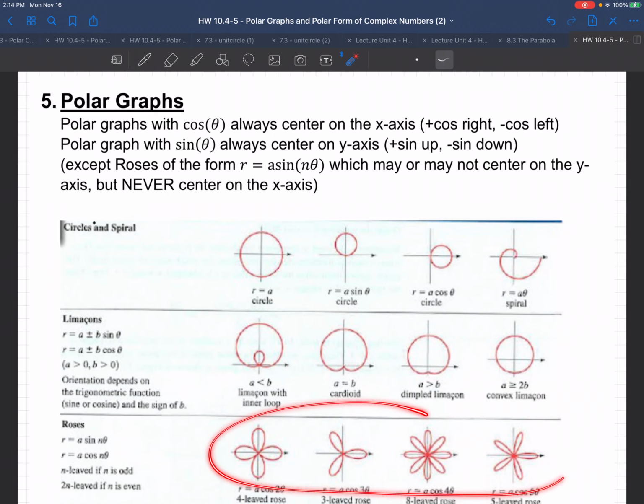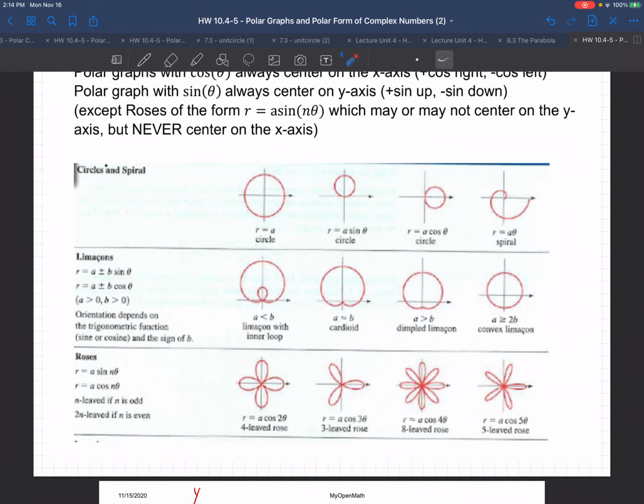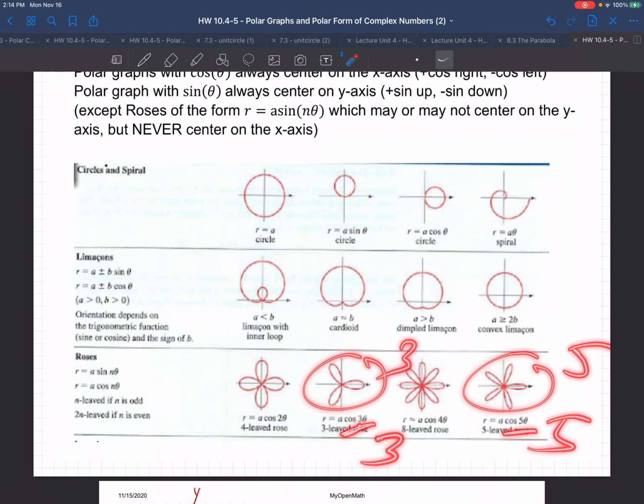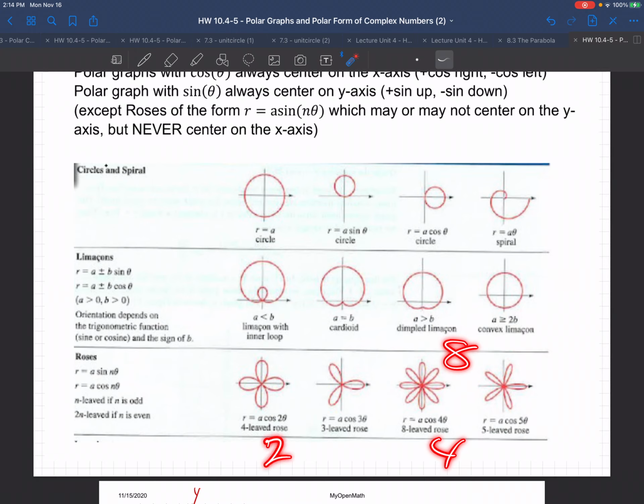So here's a bunch of roses down here. These are equations of the form r equals a sine n theta or a cosine n theta. Basically, if n is odd, you have n leaves. If it's even, you have 2n, so you have double. Notice if you have 2 theta, you have 4 leaves. If you have 4 theta, you have 8 leaves. Whereas if you have an odd number like 3, it stays the same. 5, there's 5. So 3 leads to 3, 5 leads to 5. But if you have an even, like 4, it doubles. It goes to 8, and 2 goes to 4.